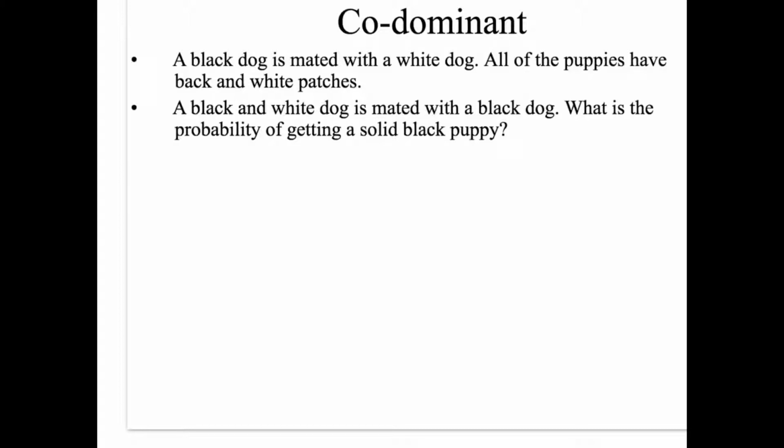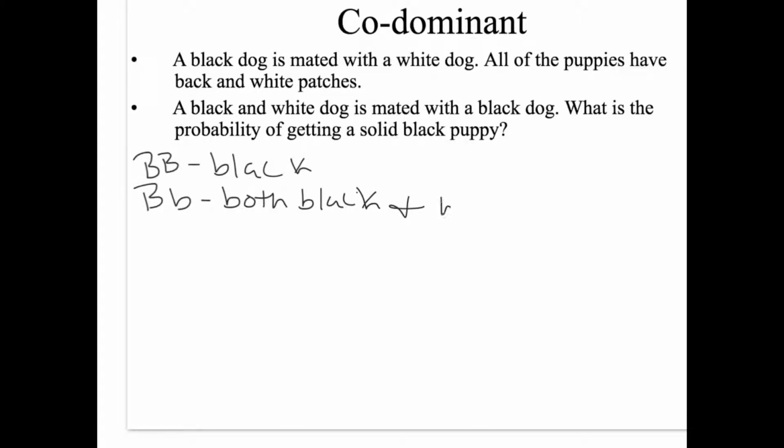The first thing we want to do is set up a key of our genotypes. So with both incomplete dominance and codominance, that is a crucial part of our problems. So for this problem, we're looking at black dogs and white dogs. So big B is going to be a black dog. Our heterozygote, big B, little b, is going to show up with both types of spots, black and white. Lastly, our little b is going to be white.